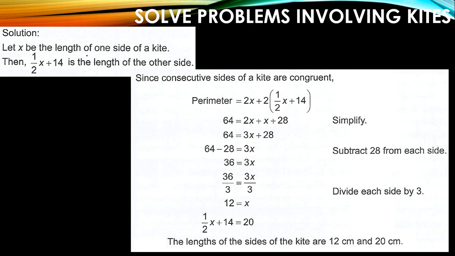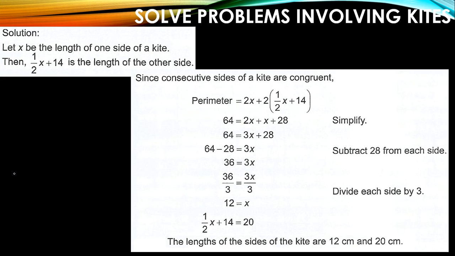So let's discuss the solution. Let x be the length of one side of a kite, then 1/2 x plus 14 is the length of the other side. Since consecutive sides of a kite are congruent, we have the formula for the perimeter, which is 2x plus 2 times (1/2 x plus 14). The 2x represents 2 times x, and the 2 times (1/2 x plus 14) represents 2 times the other side.